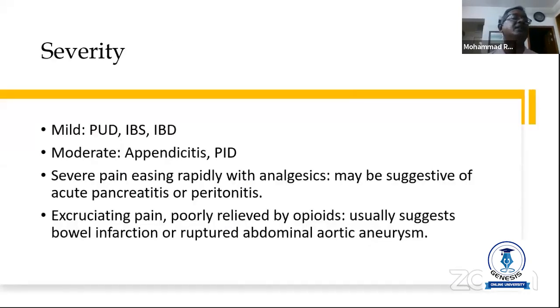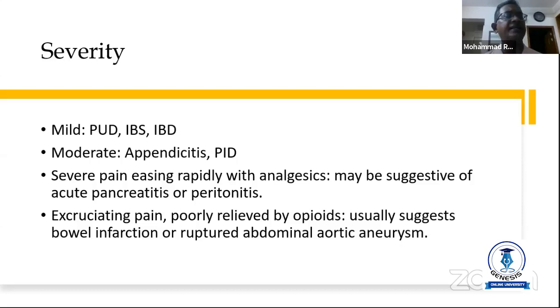So what is the severity? For severity grading, we can say mild, moderate, severe, or excruciating pain. Usually mild pain we can see in cases of IBS, inflammatory bowel disease, or mild PUD. In case of IBD, it can be severe, mild, or moderate pain. In IBS, usually it's milder pain, can be moderate, but never severe pain. But peptic ulcer disease can produce mild, moderate, and severe pain as well.